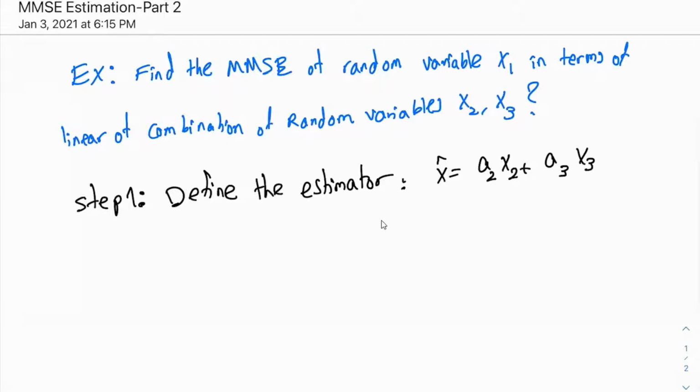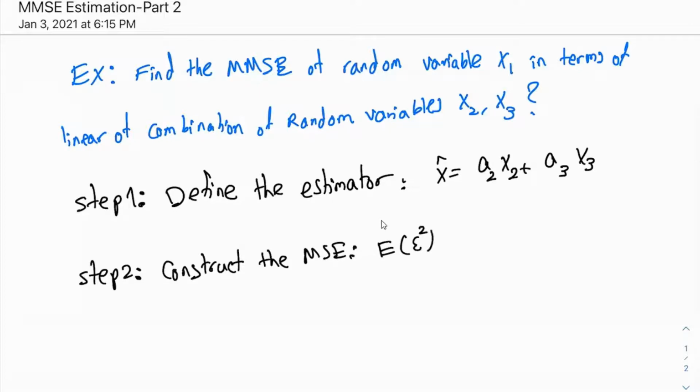Good. Step 2, construct the MSE. Remember what the MSE was? MSE was the expected value of the residual square, which is this. And in this problem it is x1 minus x hat, square. This is what MSE is, mean square error.